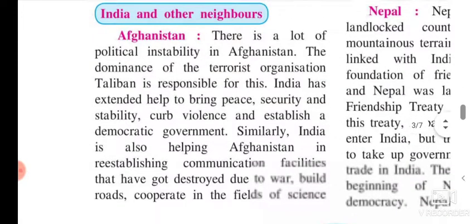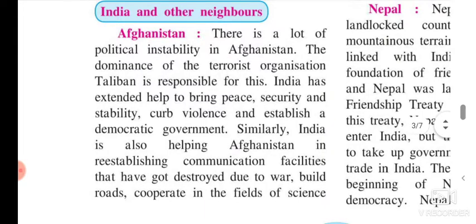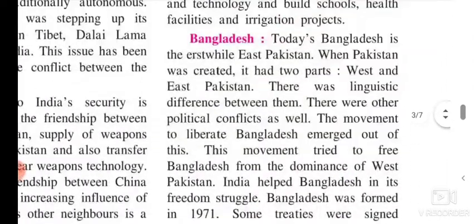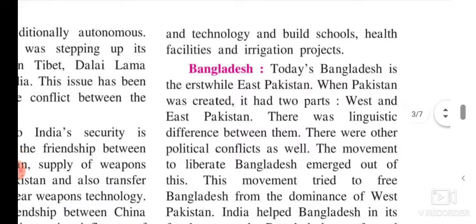India and the other neighboring countries. Afghanistan. There is a lot of political instability in Afghanistan. The dominance of the terrorist organization Taliban is responsible for this. India has extended help to bring peace, security, and stability, curb violence, and establish a democratic government. Similarly, India is also helping Afghanistan in re-establishing communication facilities that have been destroyed due to war, build roads, cooperate in the fields of science and technology, and build schools, health facilities, and education projects.